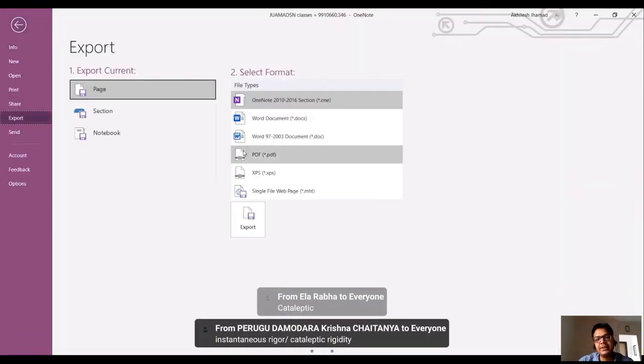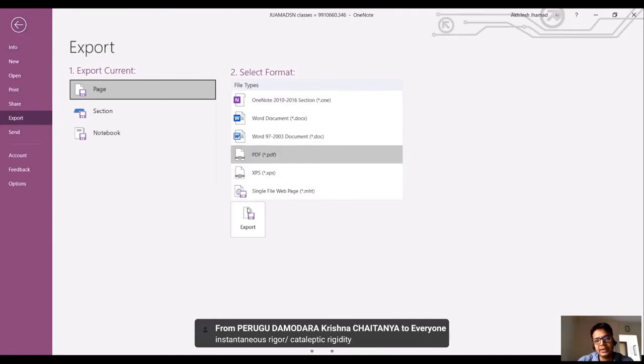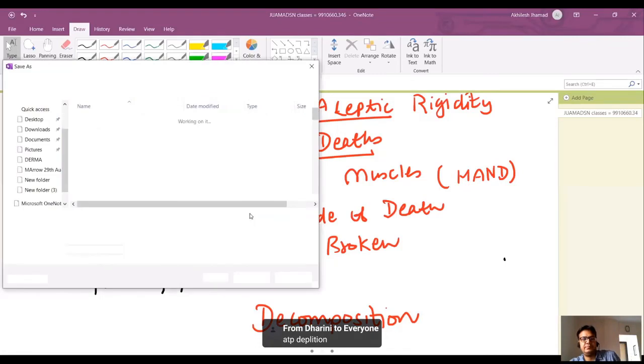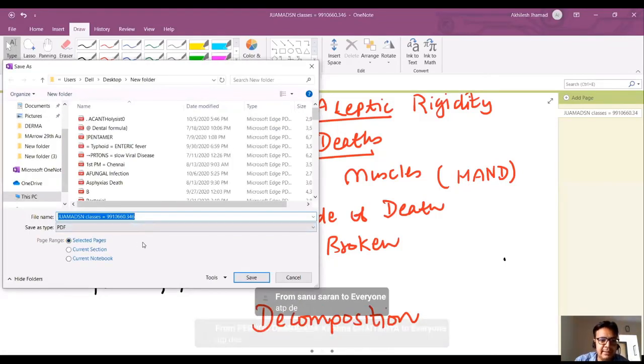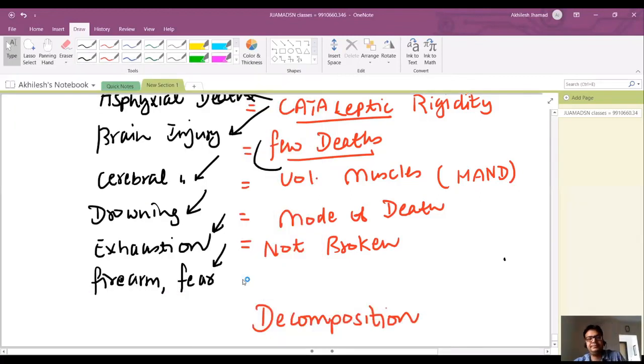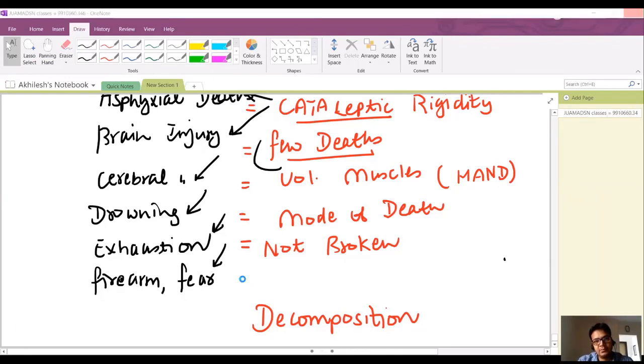Now, what is the mechanism of cadaveric spasm, anyone? The mechanism of cadaveric spasm is ATP depletion.